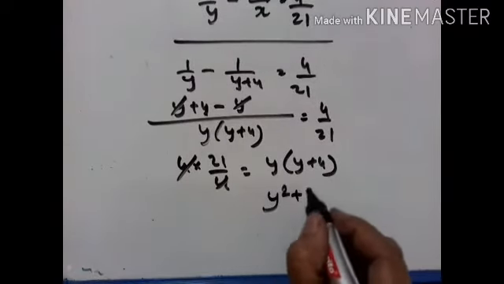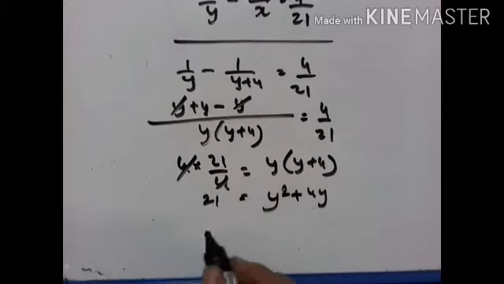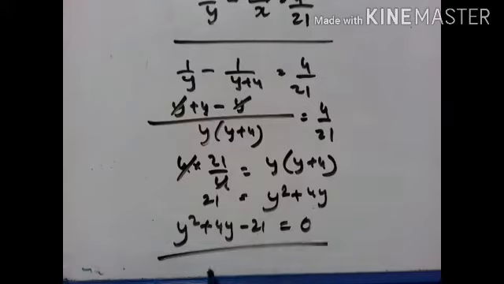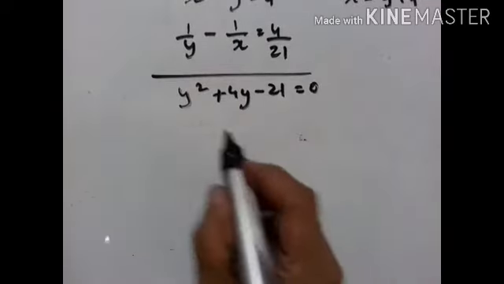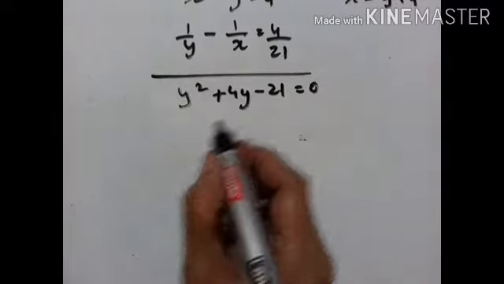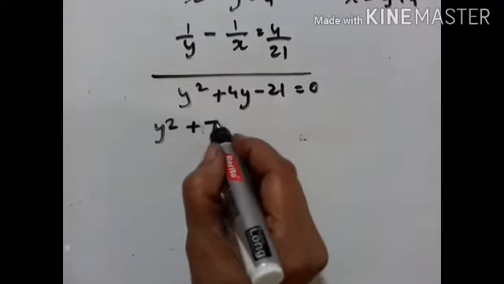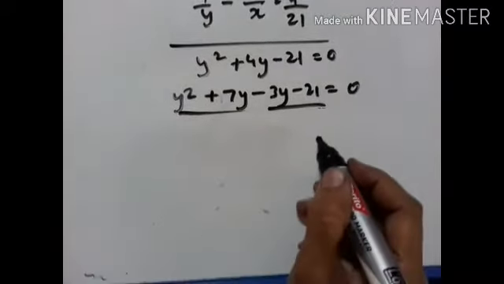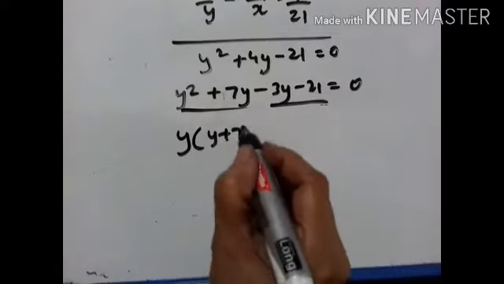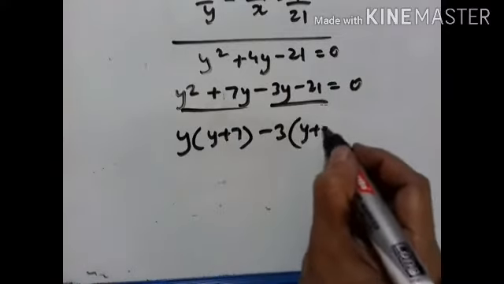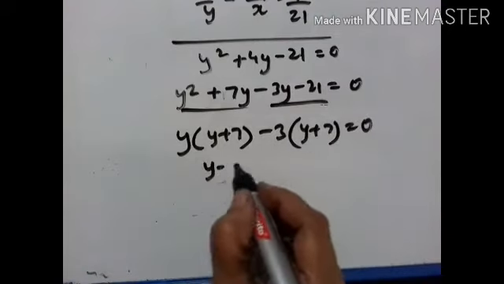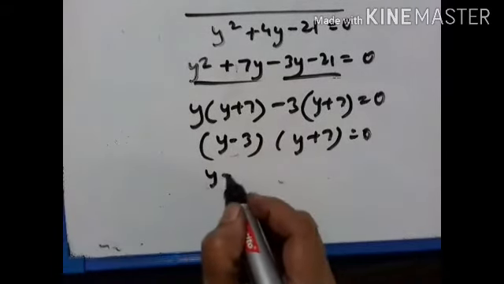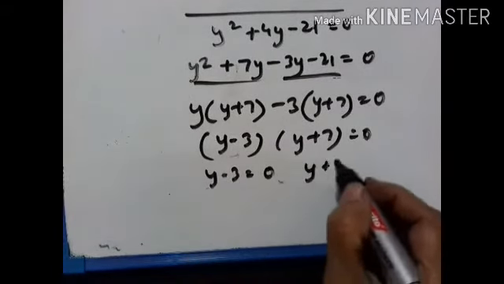Y squared plus 4y is equal to 21. Y squared plus 4y minus 21 is equal to 0. Now let us factorize y squared plus 4y minus 21. So y squared plus 7y minus 3y minus 21 is equal to 0. Y into y plus 7 minus 3 into y plus 7 is equal to 0. So y minus 3 into y plus 7 is equal to 0. Y minus 3 is equal to 0 or y plus 7 is equal to 0.